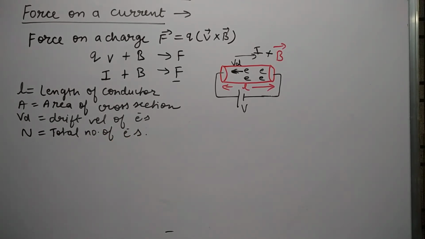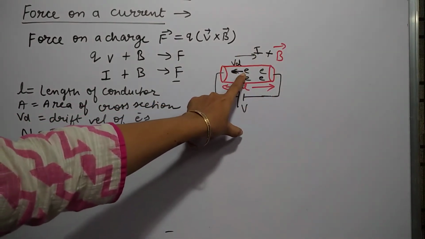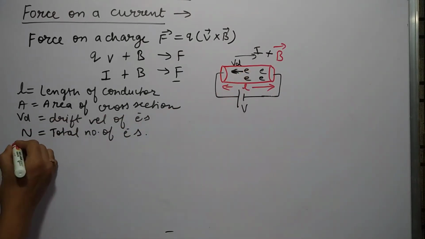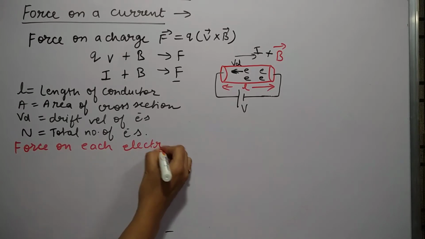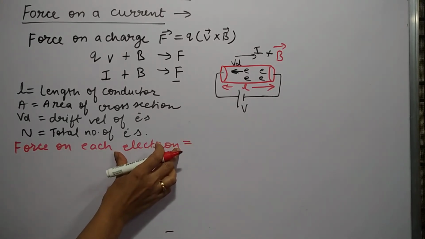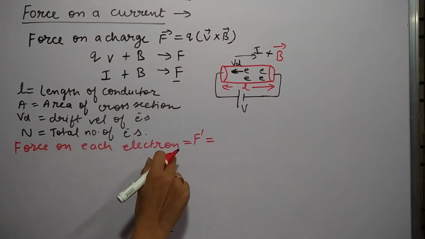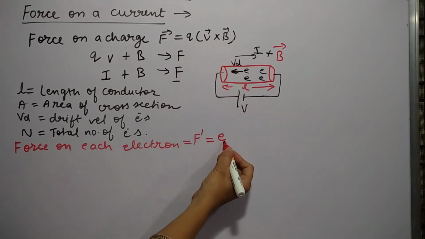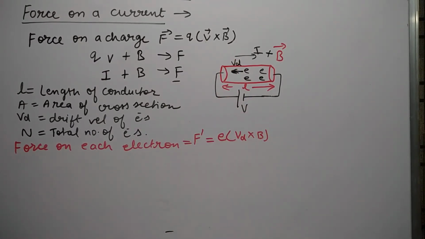Now let us start. What we will do here? To find the force on the conductor, we will first find the force on each electron. Then we will find the total force. So let us start. Force on each electron, that means each charge, is by this formula. Let us call it F dash. Force on each electron is F dash. Let us apply the formula. Charge of each electron is e, velocity of each electron is the drift speed Vd. So F dash = e Vd cross B. This is the force on each electron.